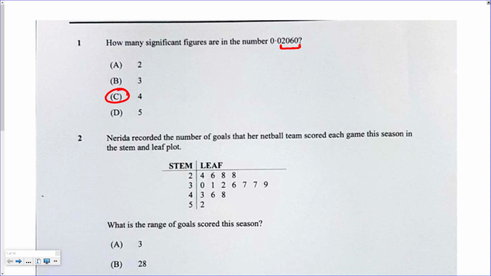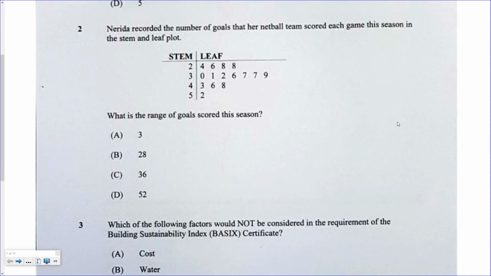Next, we have this person recording the number of goals that her netball team scored each game. So it's basically just a bunch of numbers. The question's asking what's the range of the goals. Well, a bit simpler here. The range is biggest minus smallest. So the biggest is 52, the smallest is 24, and when you subtract that, it equals 28. Very simple. The answer is B.